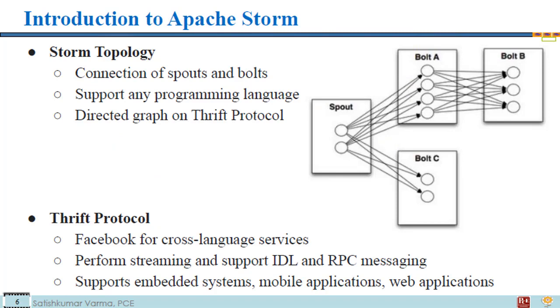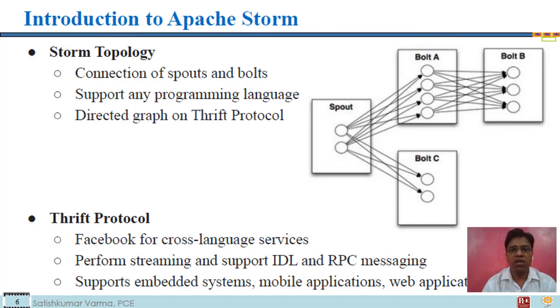A network of spouts and bolts are connected together to create a topology, which is a directed graph where vertices are computations and edges are streams of data. A single spout and an array of bolts are the smallest logical unit of a topology that executes in parallel, where the spout emits the data to one or more bolts.